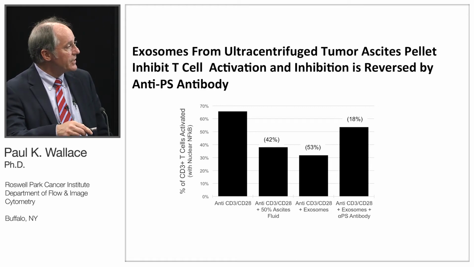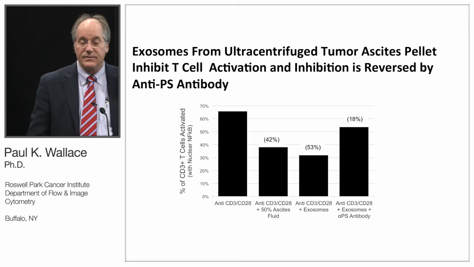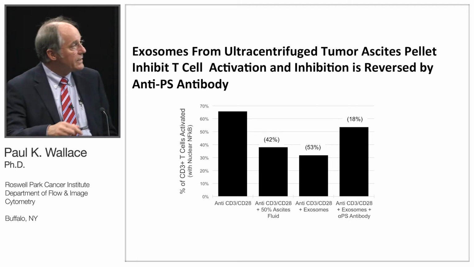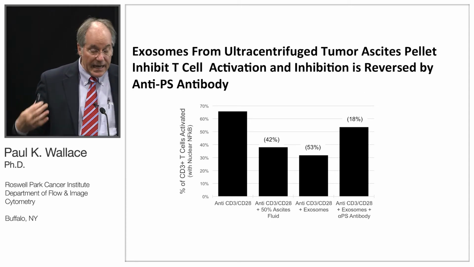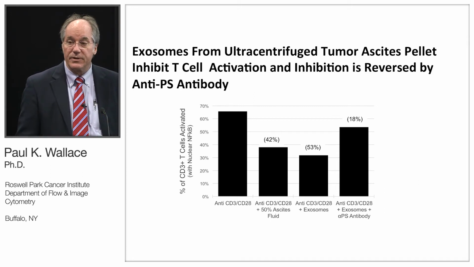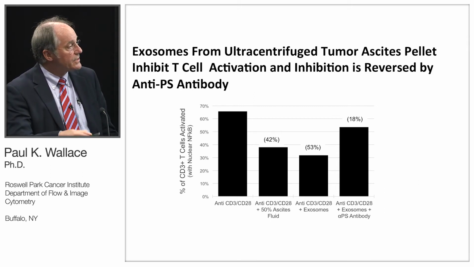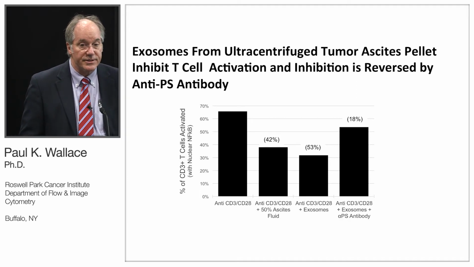If you were to add those exosomes back in, we see that it causes inhibition. So here's with just the ascites fluid in comparison to our activation control. Here's with the exosomes, and then here's with exosomes plus an anti-phosphatidylserine antibody. So we can see that if we just use ascites or exosomes, we get inhibition. But if we add the exosomes and block the phosphatidylserine with an antibody, we're seeing an increase. So it's clearly on the exosomes, and it's clearly related to the phosphatidylserine.